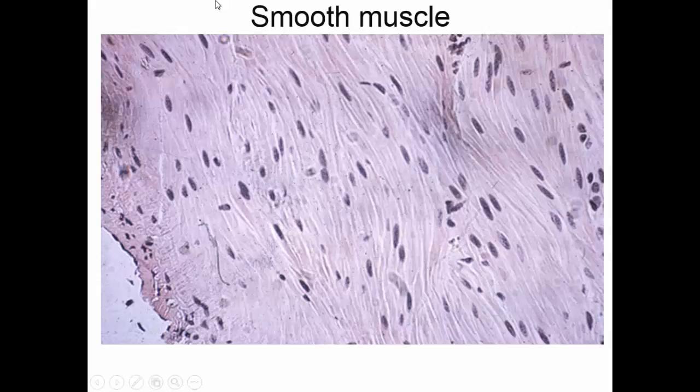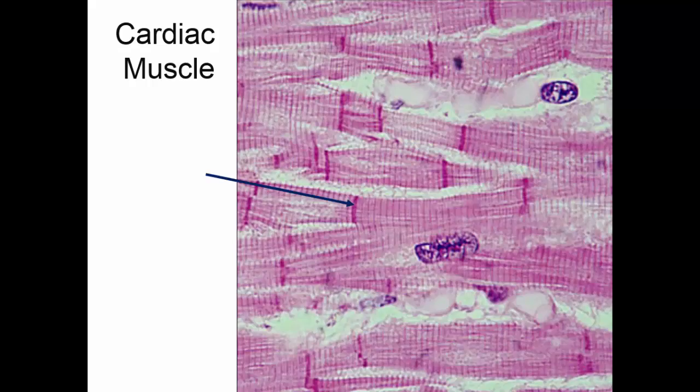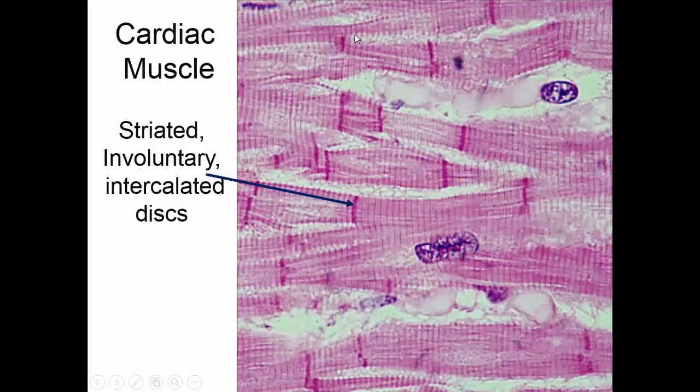Here is smooth muscle. Here the cells are spindle-shaped, and they tend to arrange themselves in sheets. Smooth muscle is non-striated. There's a different arrangement of myosin and actin filaments, and this is involuntary muscle. We do not control when this contracts. And then we have cardiac muscle. Cardiac muscle is striated. It has the same arrangement of myosin and actin as we see in skeletal muscles, but the cells are branching. As a result, the cells have to be connected to each other, and that's what these intercalated discs are. So cardiac muscle is striated because of the stripes, but it is involuntary because we do not consciously control when it contracts.